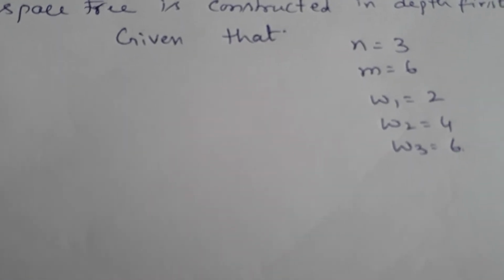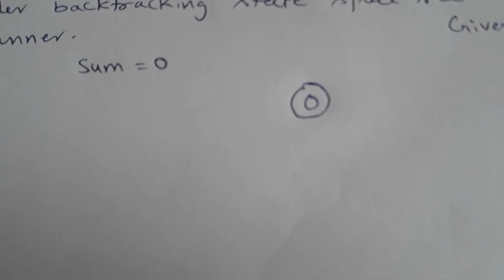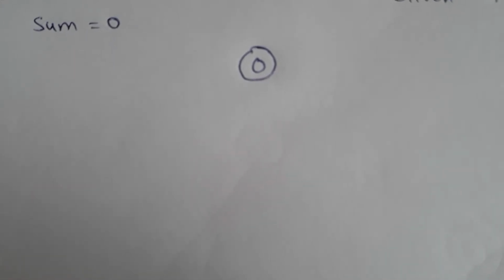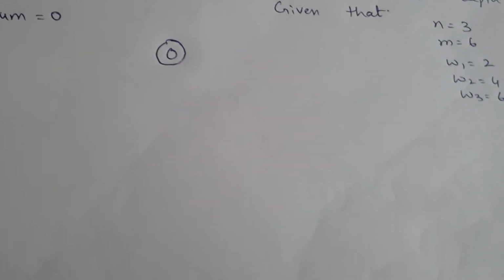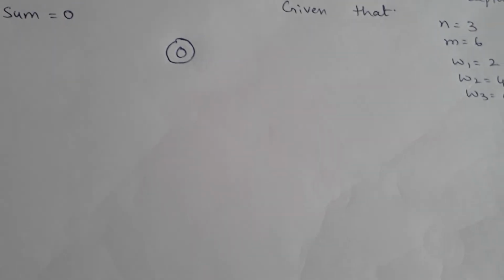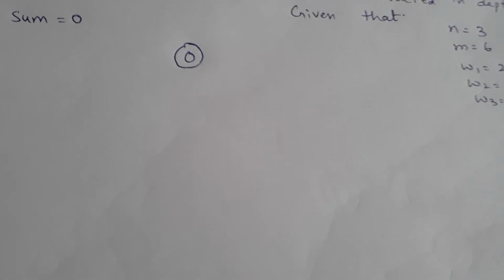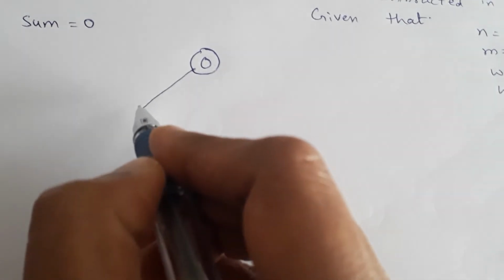Given that n is equal to 3, m is equal to 6, w1 is equal to 2, w2 is equal to 4 and w3 is equal to 6. Initially, sum is equal to 0 and we will start with a root node labeled 0, that is the sum initial value. We will consider the weights w1, w2, w3, one at each level. Initially, the first weight w1 is considered to construct the node at level 1. Here we have two options.